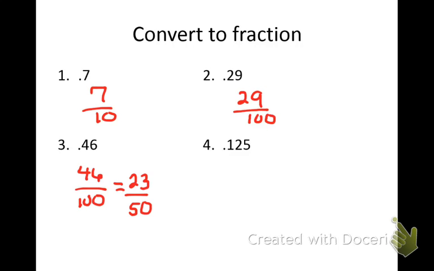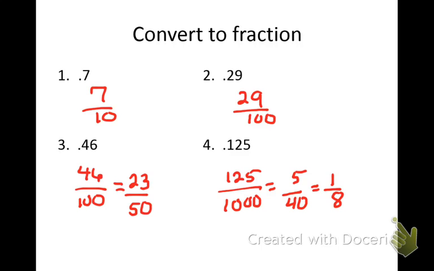Okay, what place is the 5 in? Remember, it goes tenths, hundredths, thousandths, so it's 125 over 1,000. Well, that will simplify. It just depends upon what you see. You might see that 25 goes into both of them, so it would go 5 over 40. And then 5 goes into each one of those, you're going to get 1 over 8. You could simplify other ways too, but that would be one way that would work. So you do need to make sure that you simplify.